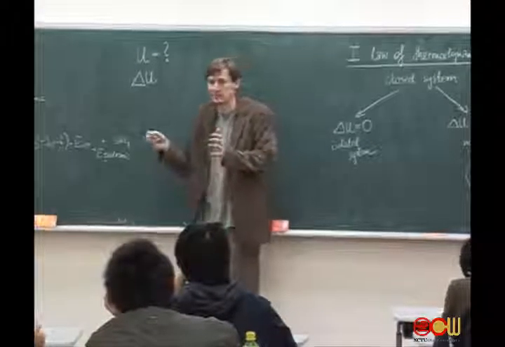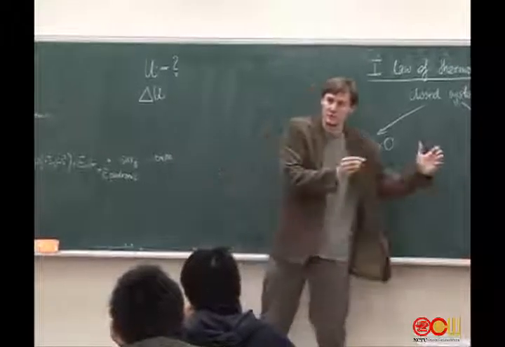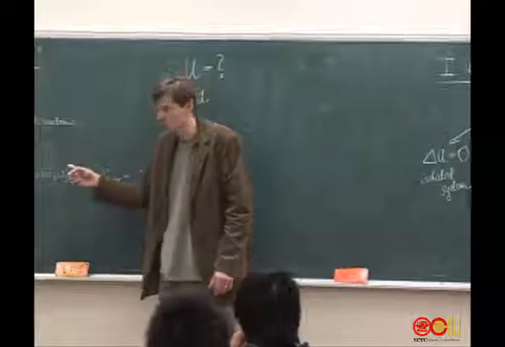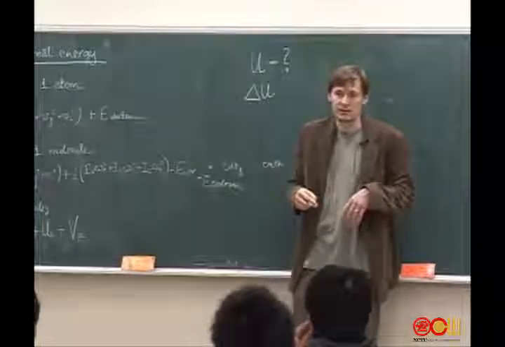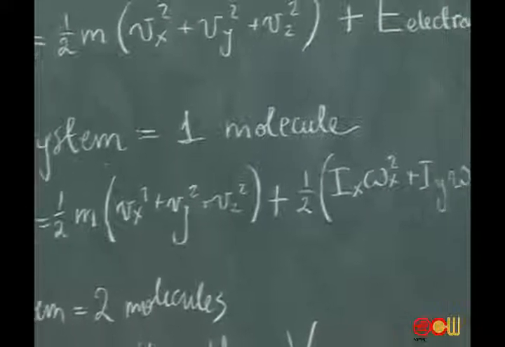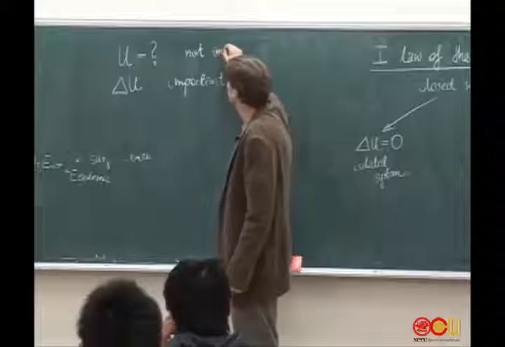If our system at the beginning is moving at 1 meter per second and at the end is moving at 2 meters per second, we can say that all the other parts, electronic, vibrational, rotational, didn't change. So when you calculate delta, they just cancel. And you have only the change of energy coming from the change of process. So this is important one. And this is not important.